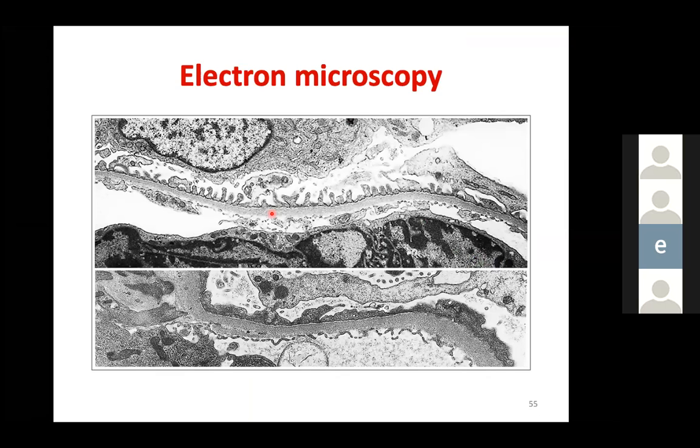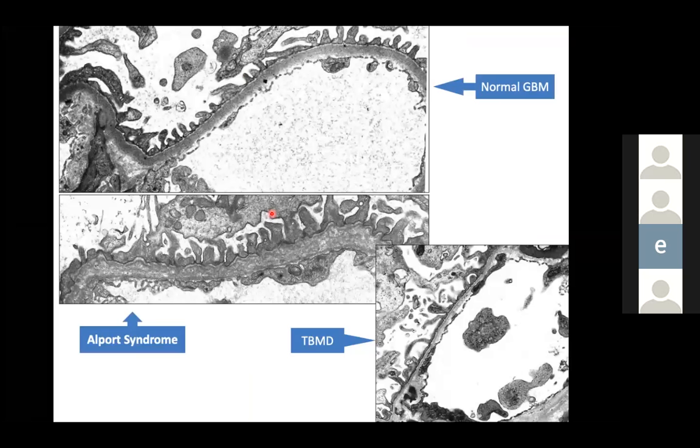Electron microscopy is important. Maybe it depends upon your resources. If available, we should always do it. But if not available, then at least we should try to do it in situations where it is absolutely necessary, like situations of Alport's disease and thin basement membrane disease.